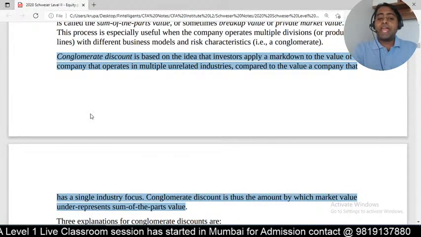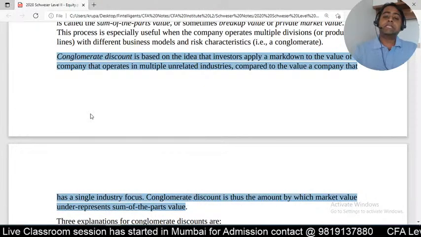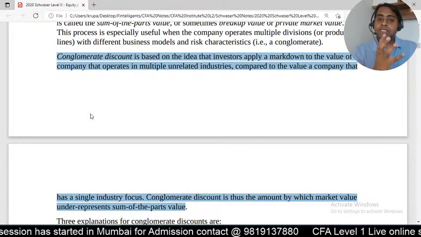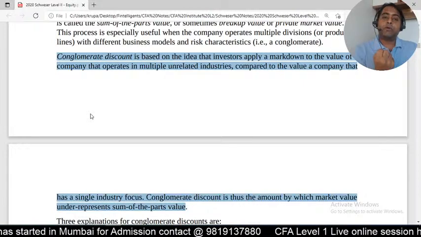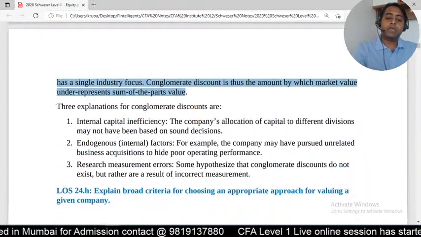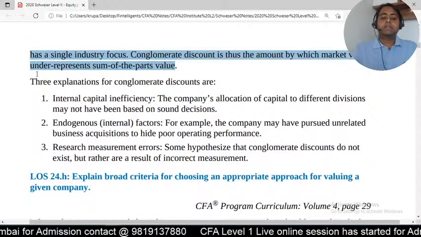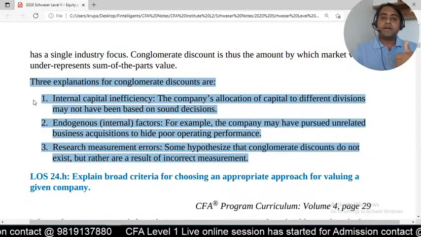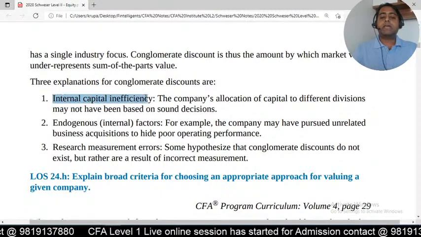Now, why do we find such a discount? Why is there a markdown on the value, which equals the sum of all the four parts? These are the three explanations that we see. Mark these three explanations with a star. The first reason is internal capital inefficiency.